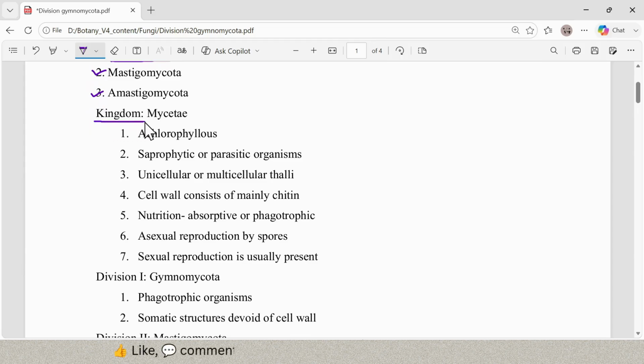First is kingdom Mycetae. Here the members are achlorophyllous. That means fungi do not contain chlorophyll. This means they cannot perform photosynthesis like plants. So they depend on other sources for food.